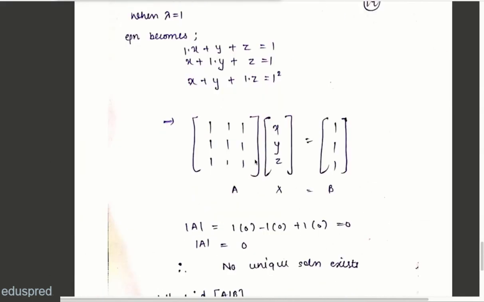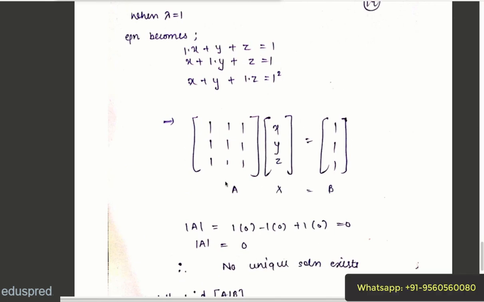Now the question asks, what is the nature of the solution when lambda is equal to 1? When lambda is equal to 1, my system of equations becomes this, which means in the matrix form this can be written as this. And your determinant is equal to 0. This means that there does not exist a unique solution. But there can exist a solution. I am not saying that there won't exist any solution. I am just saying that there won't exist a unique solution.